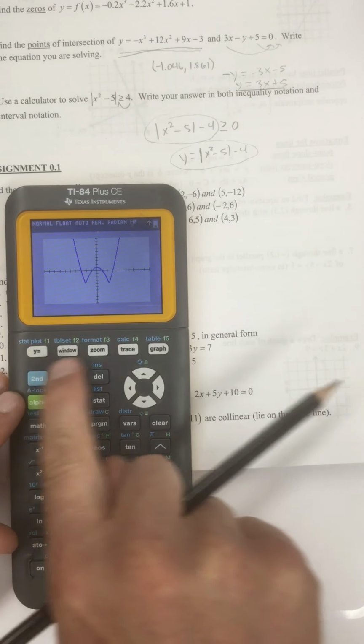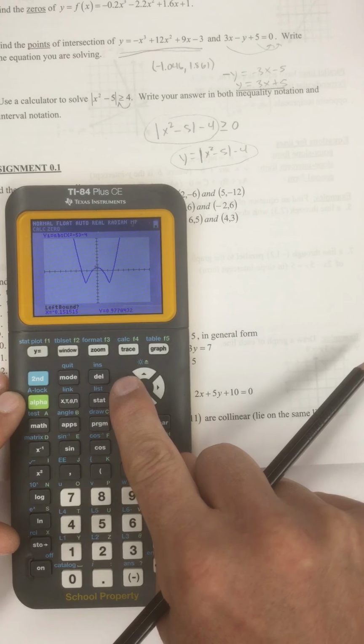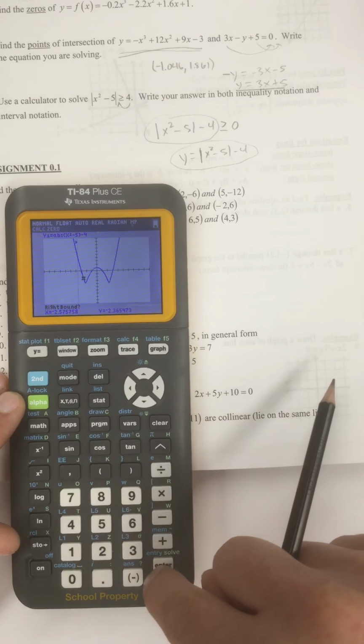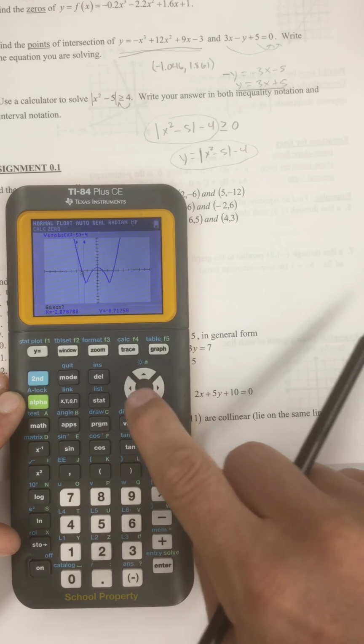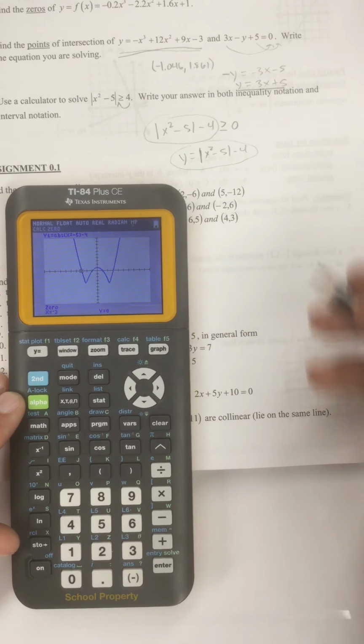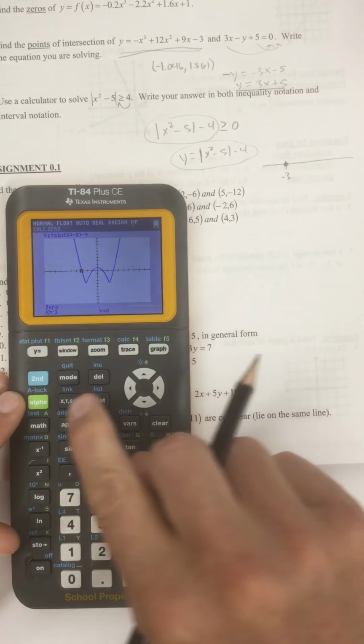So we're going to go, again, second calc. Those are the zeros. Just like before, left bound. Doesn't matter how far, just make sure you're to the left. Right bound, just get to the right. Guess. And it says the zero's at -3. So I'm going to think of kind of like a number line here. We know on the x-axis there's a 0 at -3. Okay, let's find the other one.